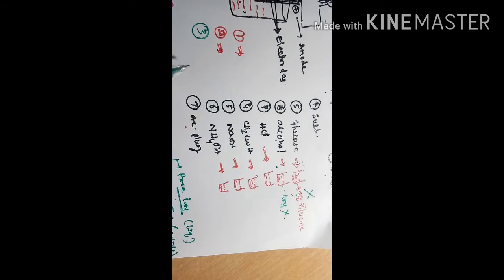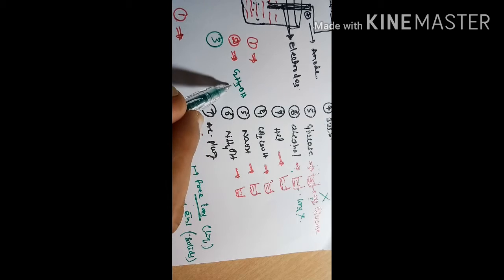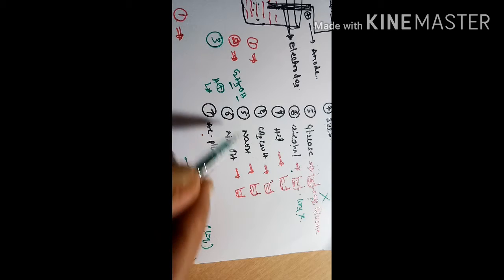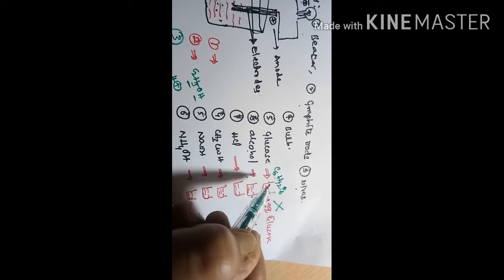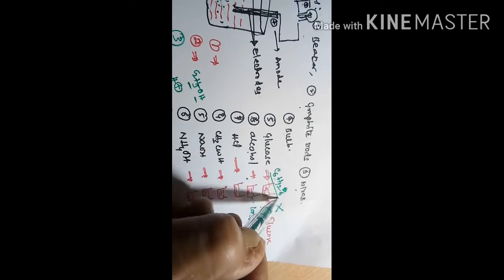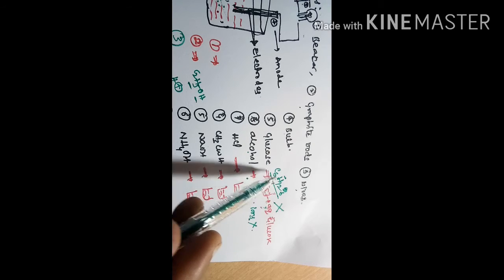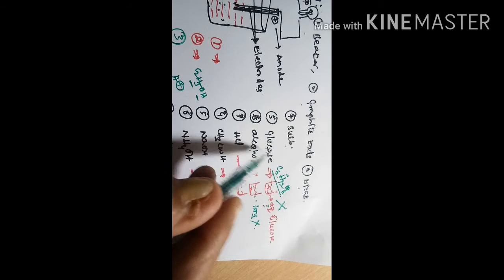What is the formula of alcohol? C2H5OH. It has this many hydrogens, even though it will not give H plus ions. So this compound has hydrogens, but it will not give H plus ions, so it will not work as an acid. Glucose, what is the formula of glucose? C6H12O6. It has 12 hydrogens, even though it will not give H plus ions. That means it will not provide ions. So these two do not pass current through themselves.